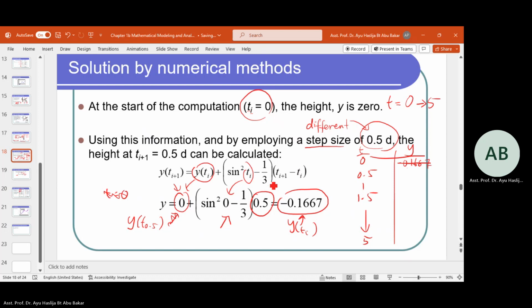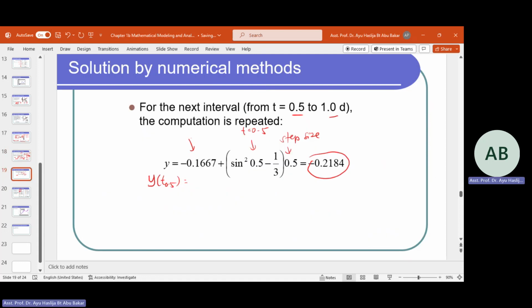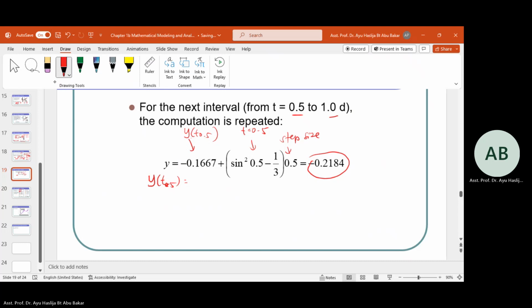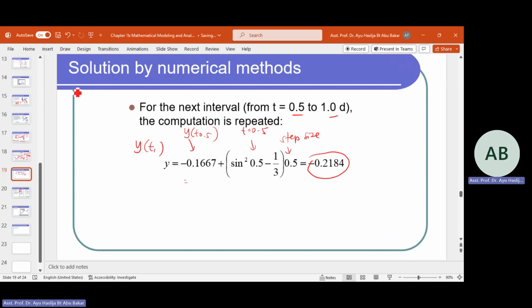Okay, so at 0, y equals 0. Y at t 0.5 is this one. Moving forward, this one is y at t 0.5. So this one is at t1. Okay, y t1. So now y ti plus 1. The next point, t 0.5.